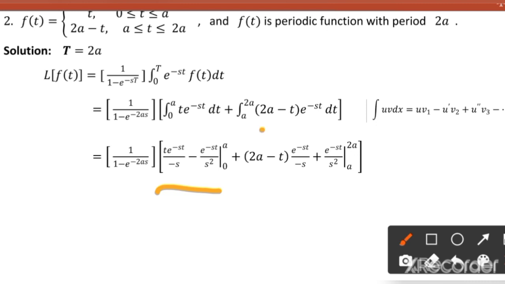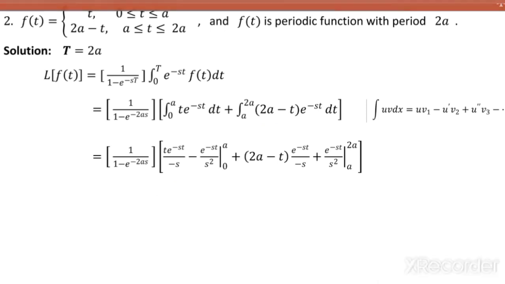Similarly work for (2a minus t) e power minus st. The integral is (2a minus t) into e power minus st by minus s, integral of second, minus of derivative of (2a minus t), which is 0 minus 1, because 2a is constant and derivative of minus t is minus 1, already outside minus in the formula, minus of minus is plus. So I have 1 into integral again e power minus st by minus s, already earlier minus s is there, so it is s square. Apply the limit a to 2a.